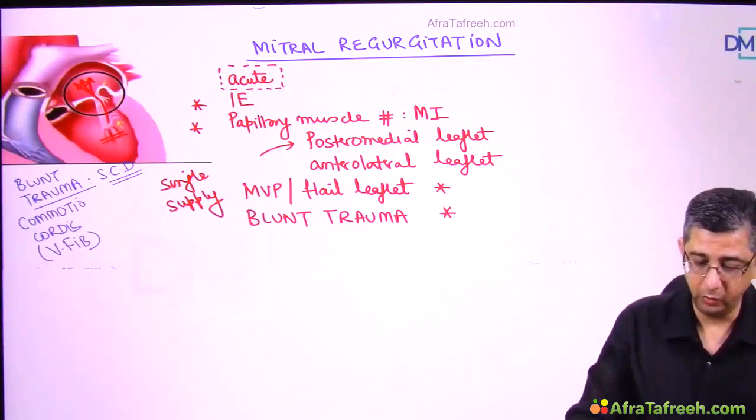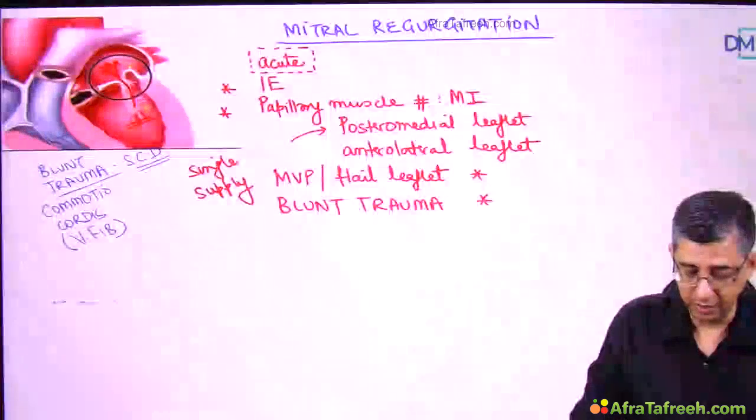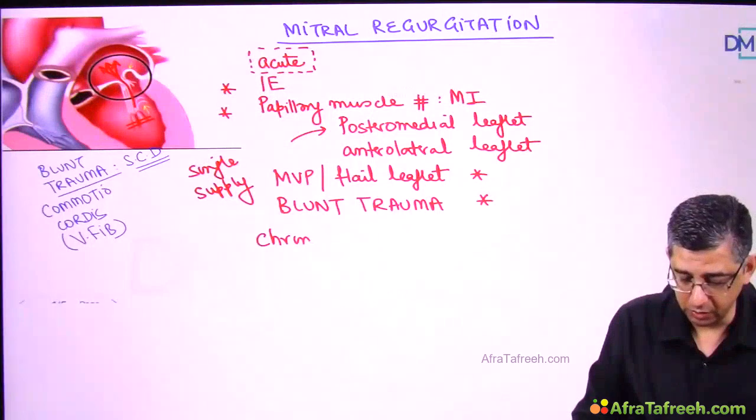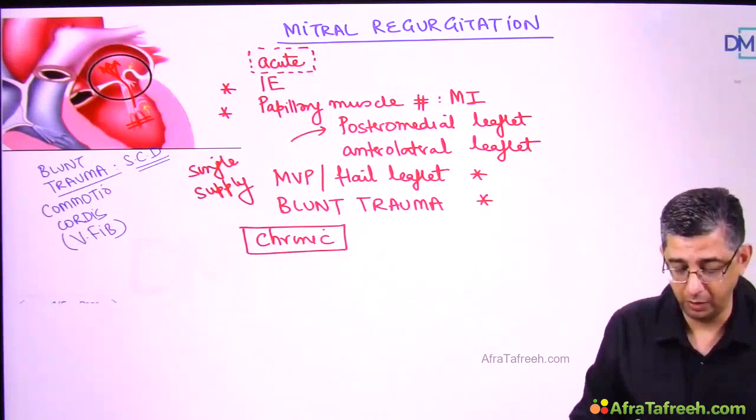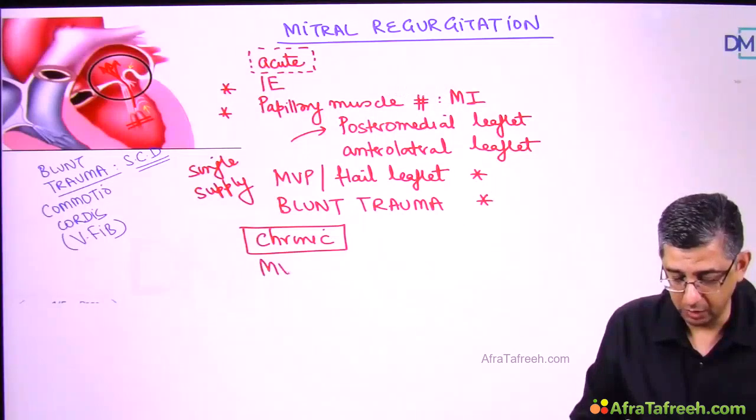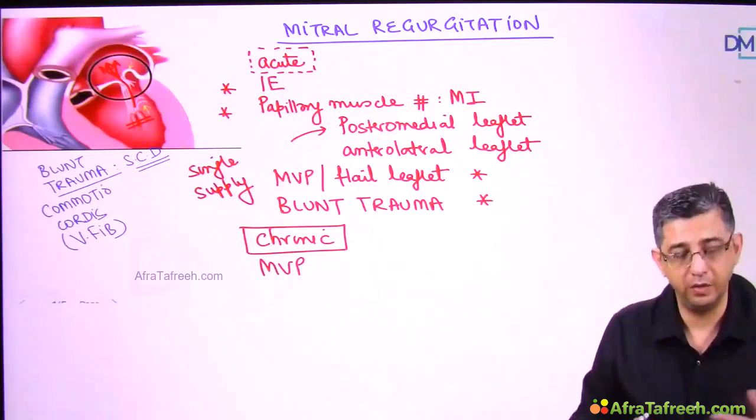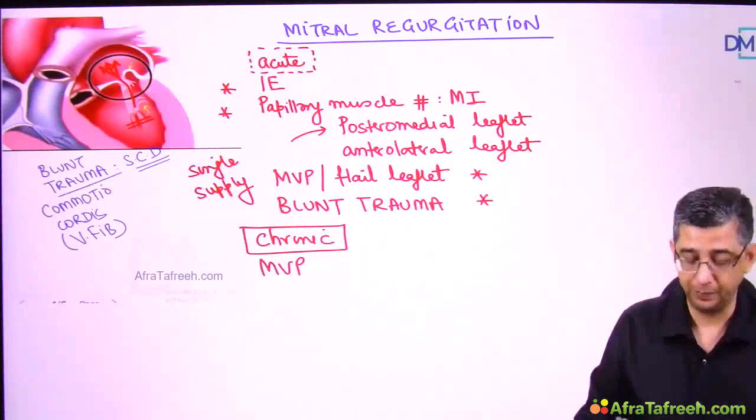We will now talk about why you would be having a chronic presentation of mitral regurgitation, and one of the leading causes of chronic development of mitral regurgitation is again mitral valve prolapse. So MVP is mentioned in both acute and chronic. That's all for obvious reasons, right? It can occur gradually also.